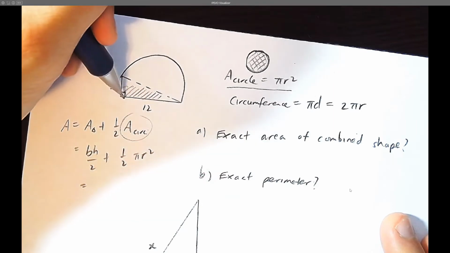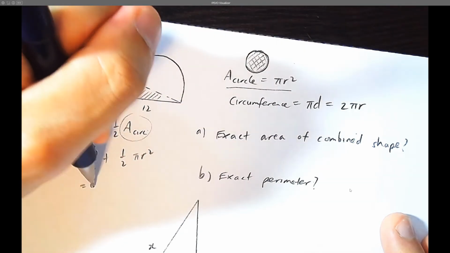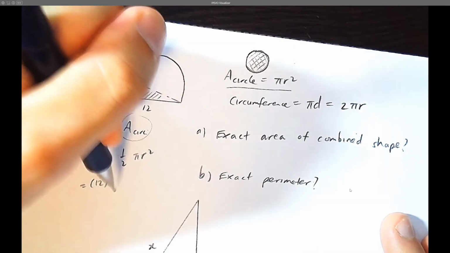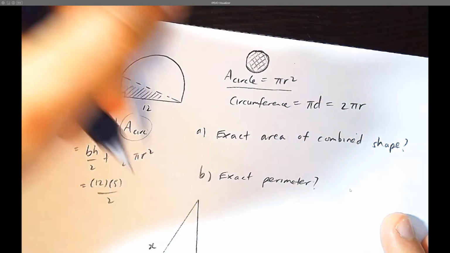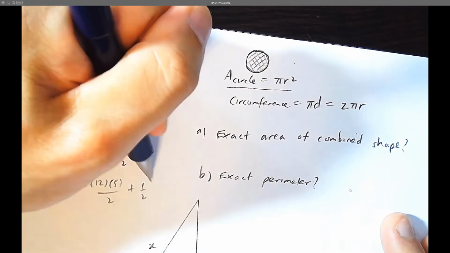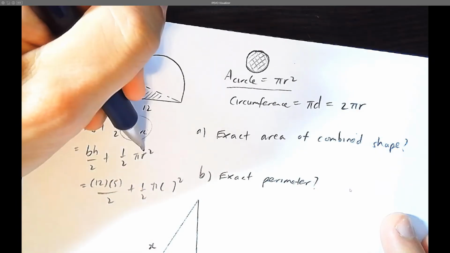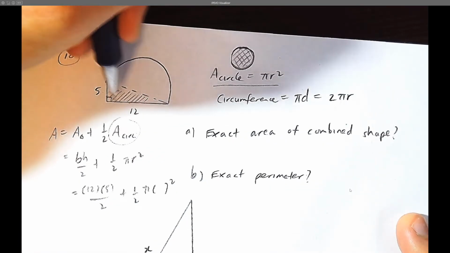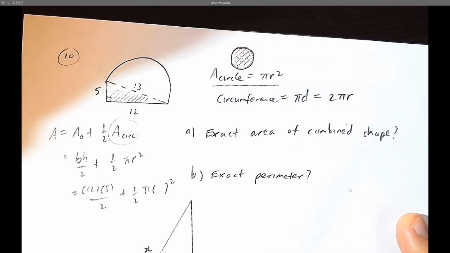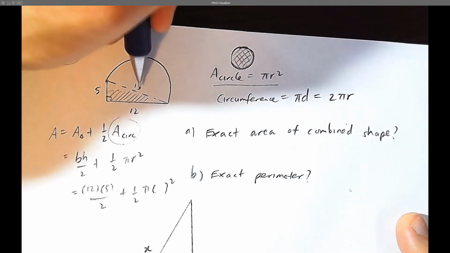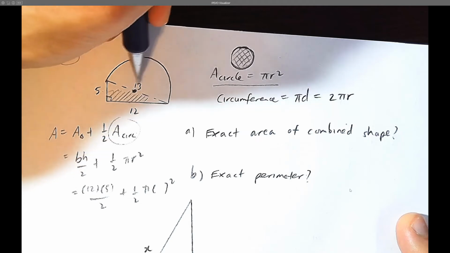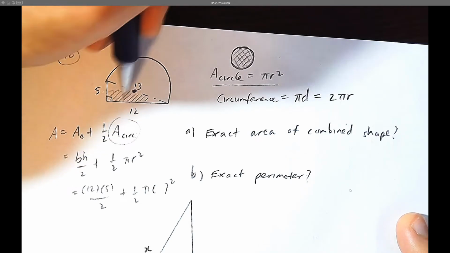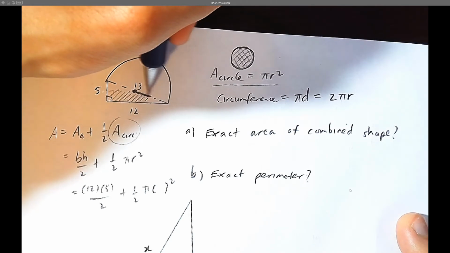Now what's the base? The base of the triangle is going to be 12. 12 times the height, which is 5, divided by 2. I'm just copying down the formula here. Now what's the radius? The radius here, you have to use some Pythagorean Theorem. 5, 12, 13. Just remember that this is a nice Pythagorean triple. You could do it slowly if you want to figure out c squared equals a squared plus b squared, but we're just doing the fast way right now.